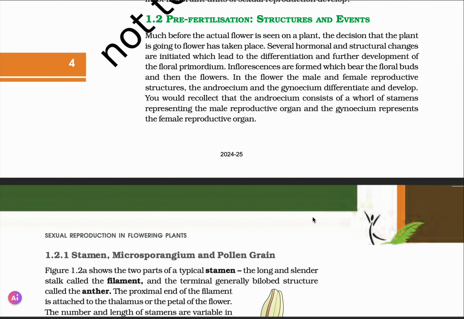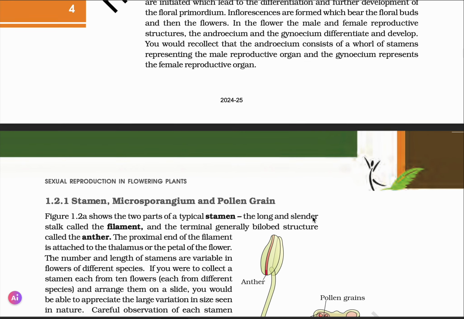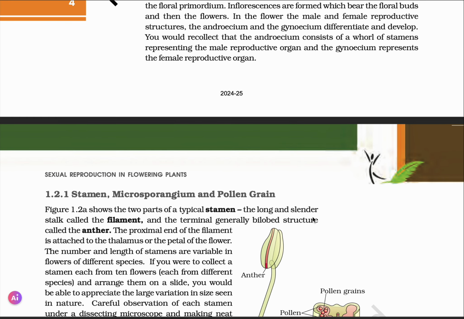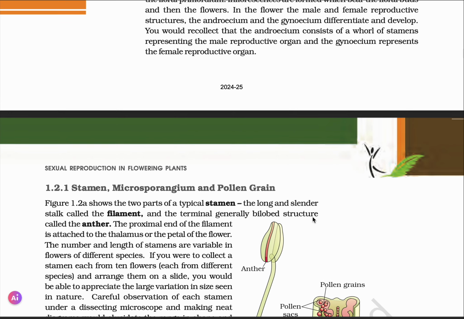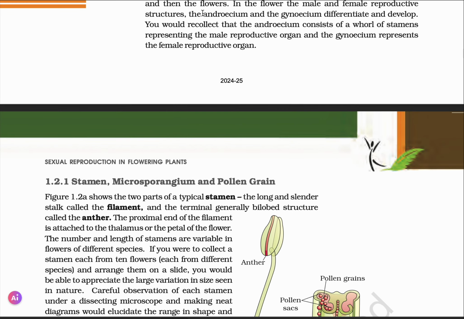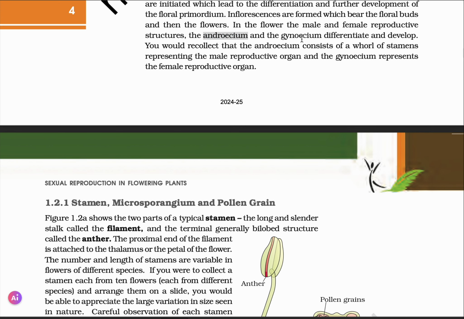In the flower, the male and female reproductive structures, the androecium and the gynoecium, differentiate and develop. You would recollect the androecium consists of a whorl of stamens representing the male reproductive organ and the gynoecium representing the female reproductive organ. Here we need to remember that the androecium is the male reproductive organ set and the gynoecium is the female reproductive organ set.